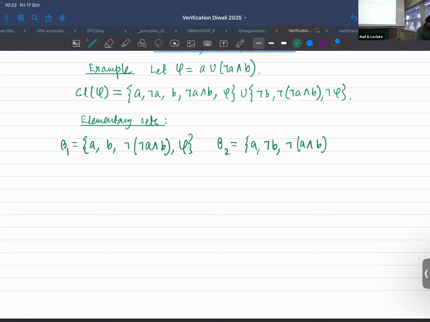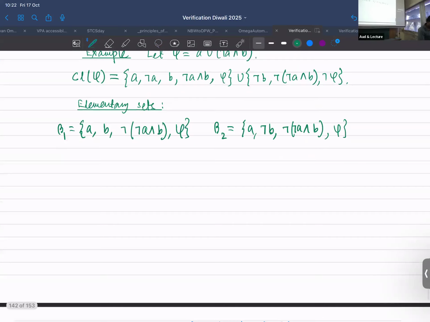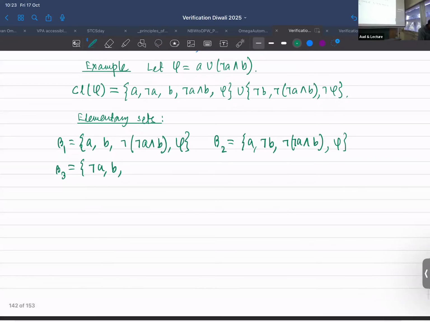Negation. So okay. Not of not A and B. Sorry, not of you, right? So this is the one. Yeah. So this is also an elementary set. What else? Suppose I have not A, B. Okay, then I will have the not A and B. Okay, and I can have phi. This is also an elementary set.